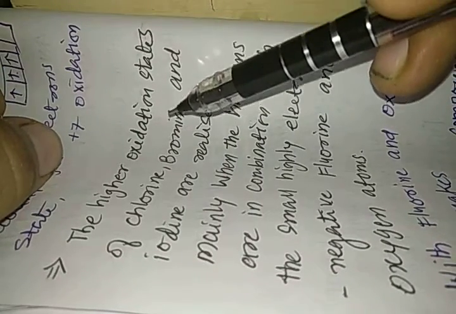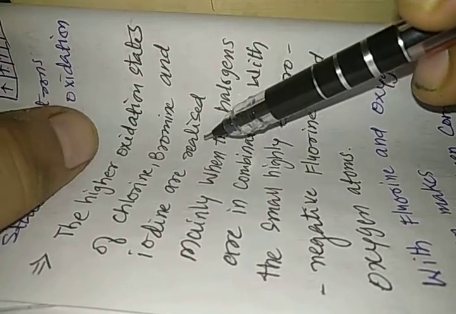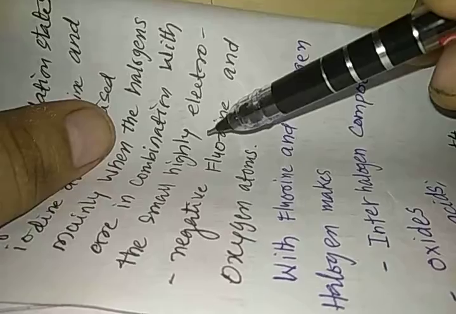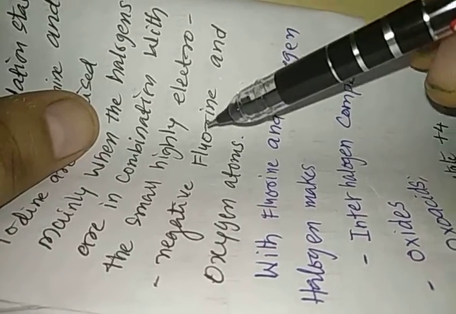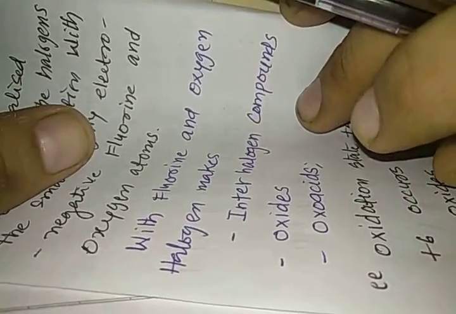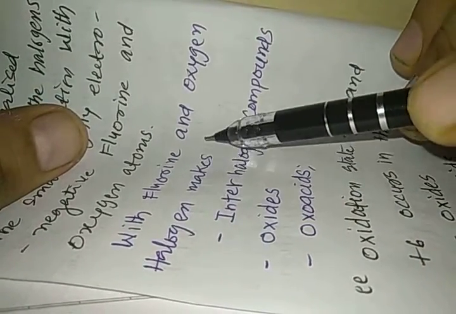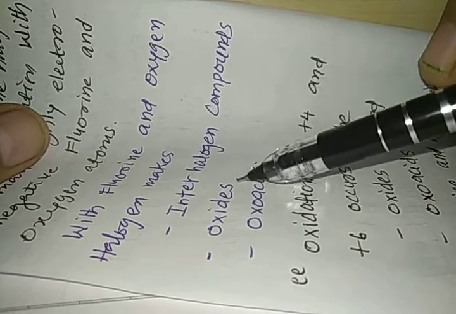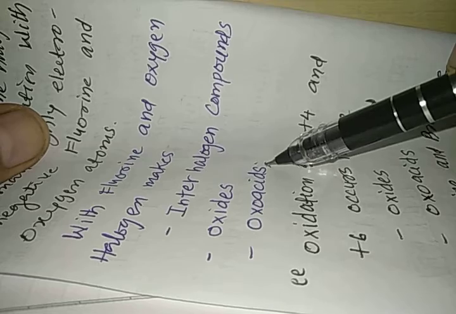The higher oxidation states of chlorine, bromine and iodine are realized mainly when the halogens are in combination with the small highly electronegative fluorine and oxygen atoms. So the higher oxidation states are more with fluorine and oxygen. With fluorine and oxygen, halogens make interhalogen compounds, oxides and oxoacids.